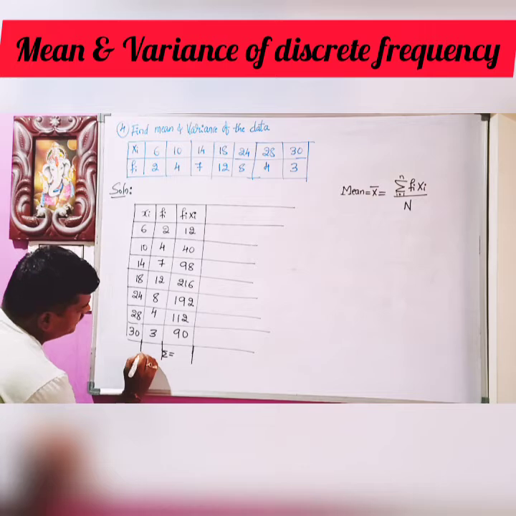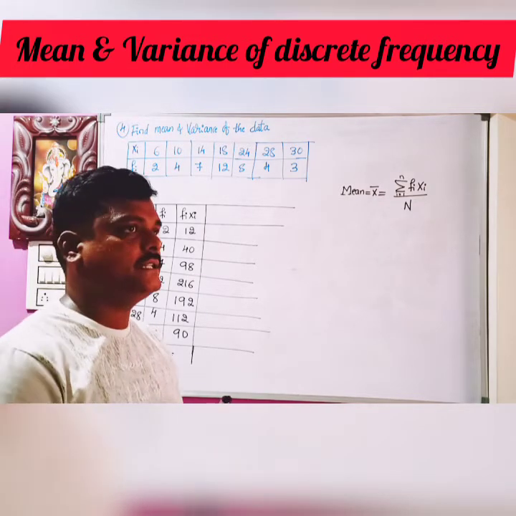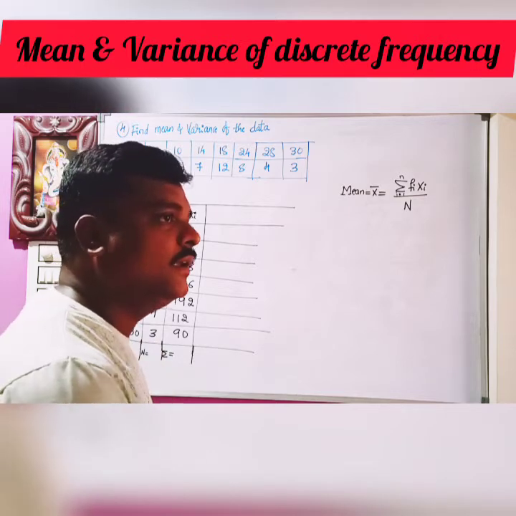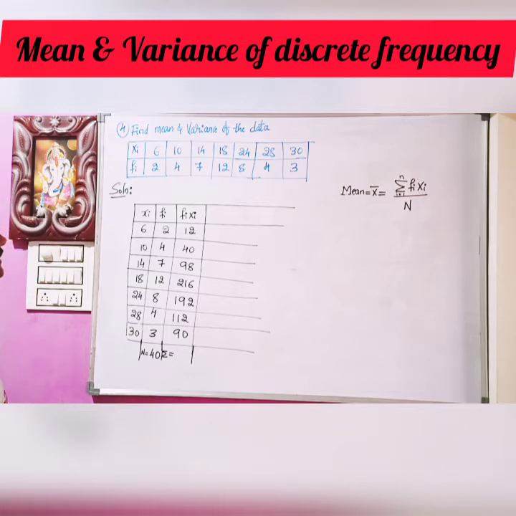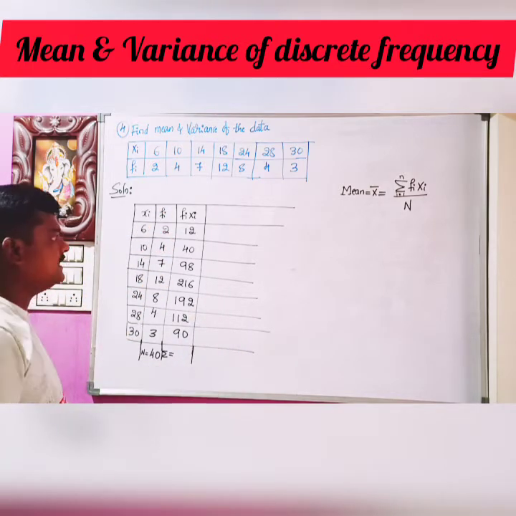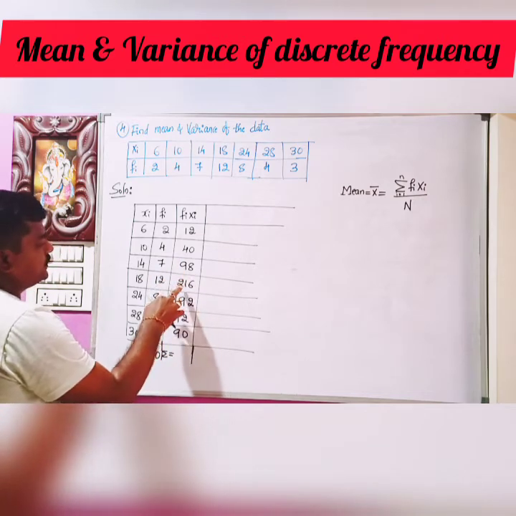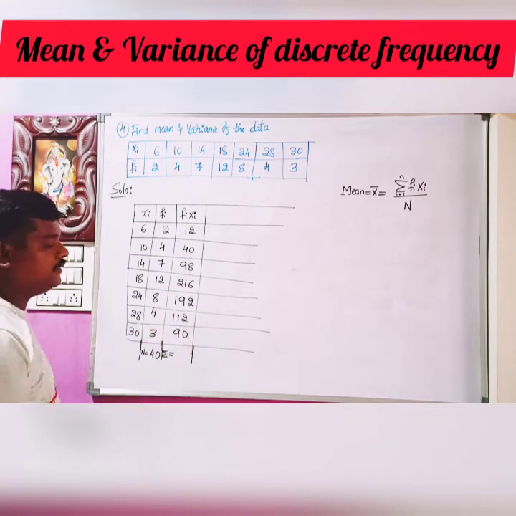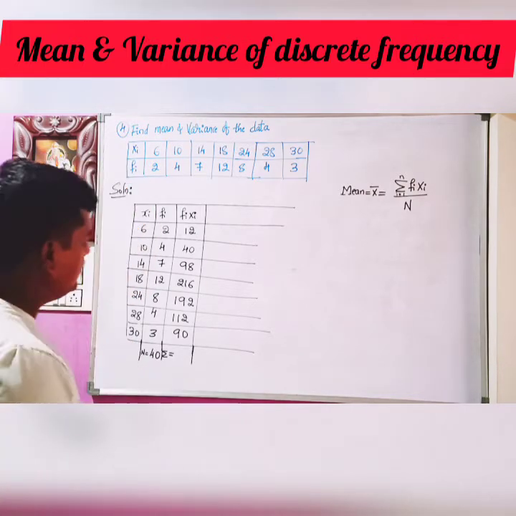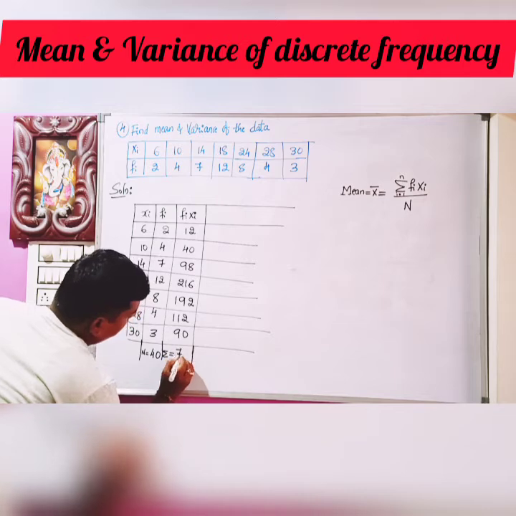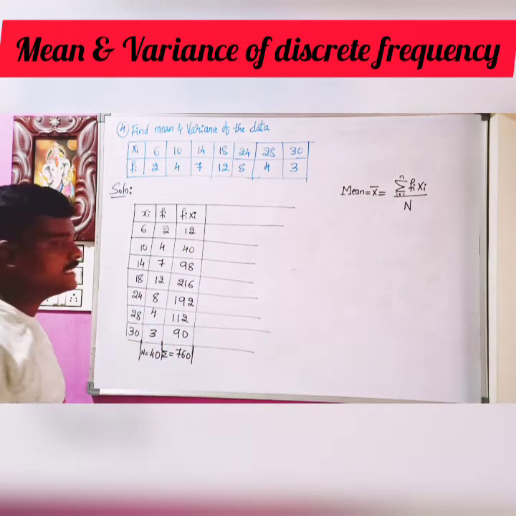Sum of frequency is nothing but n. So the sum of frequency we get as 40. Sum of fi into xi is, if we add 12, 40, 98, 216, 192, 112 and 90, so you can use a simple calculator as I said. If you add this, we will get 760.